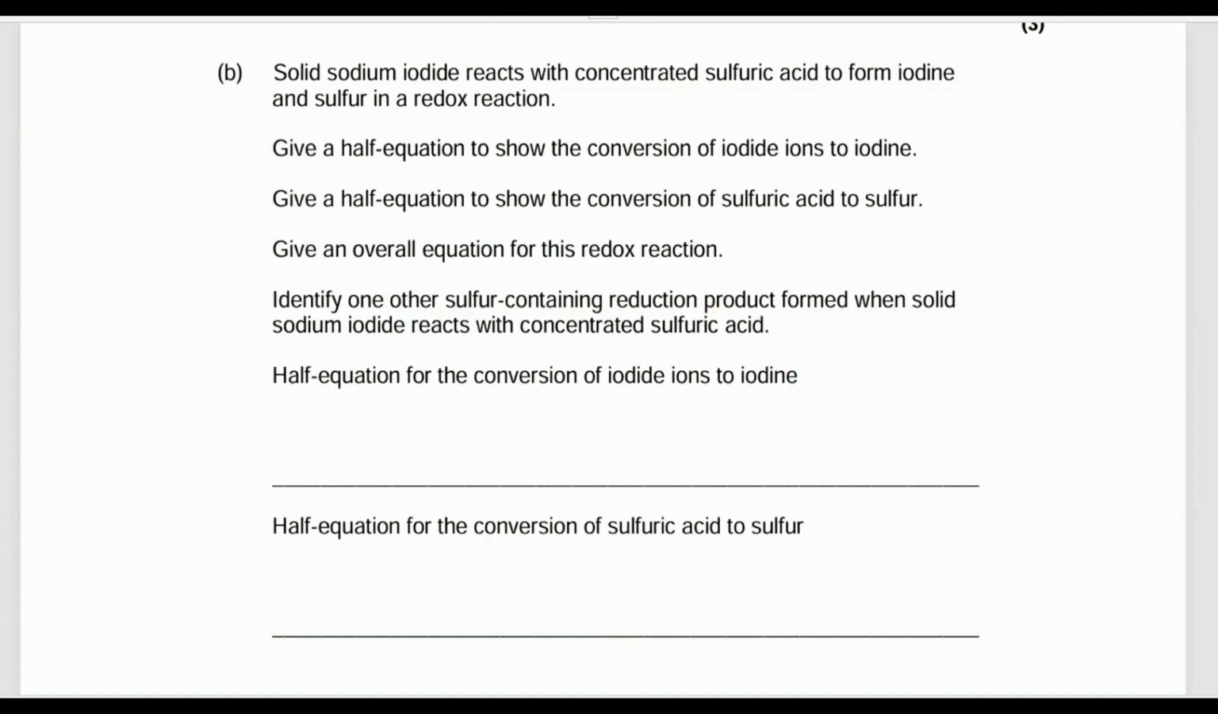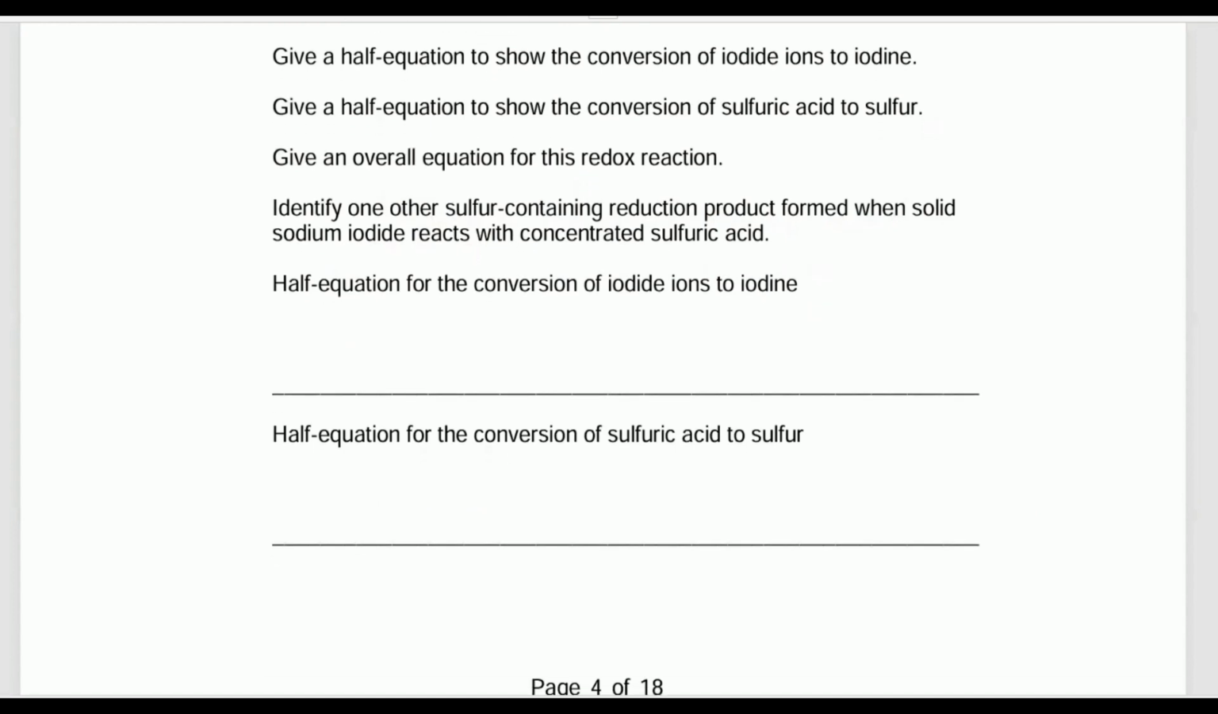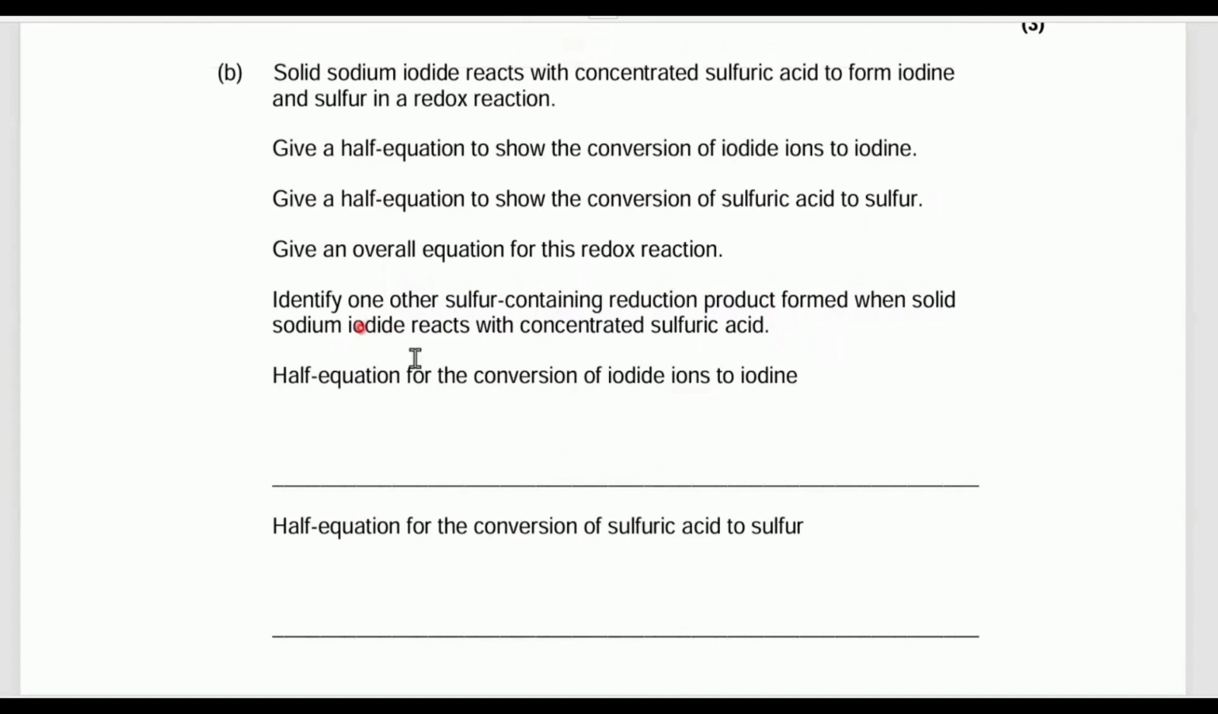Blimey. Yeah, we get the idea, right? All right, let's do it all. They're going to want the full equation as well. We'll do that underneath. So half equation, really easy. Iodide ions to iodine. We're going to start with I minus, it's iodide ions. We're going to draw an arrow. We're going to write iodine.